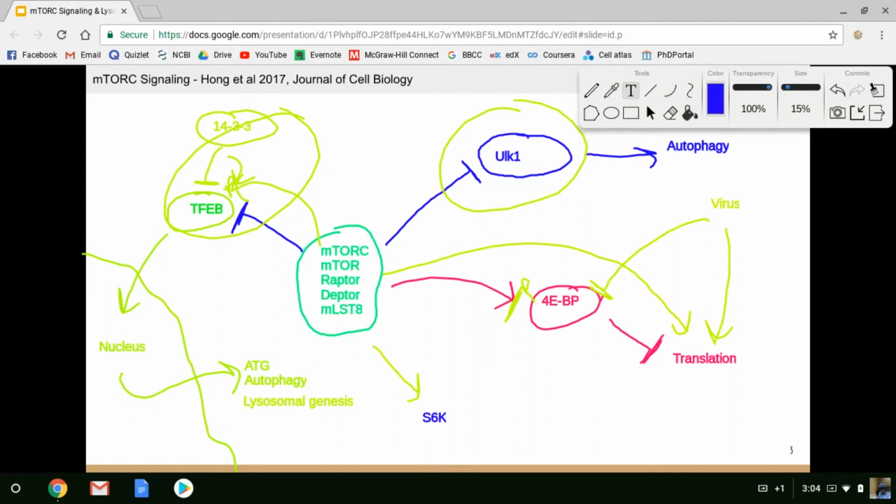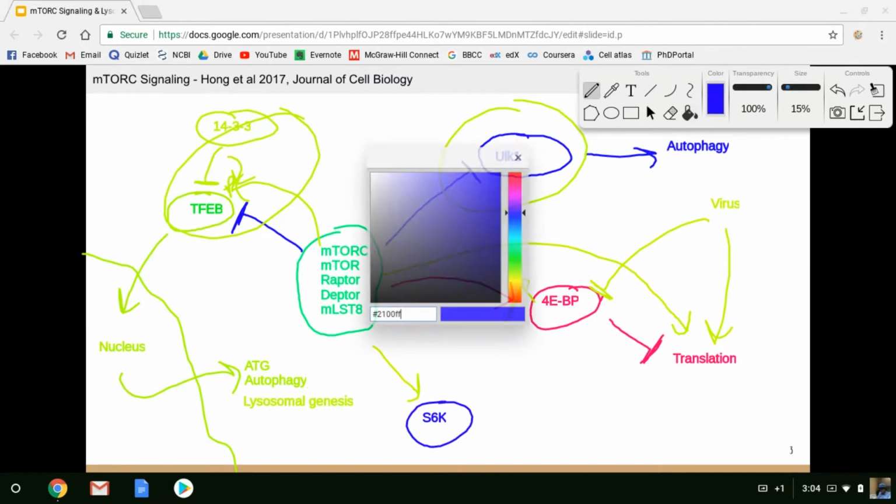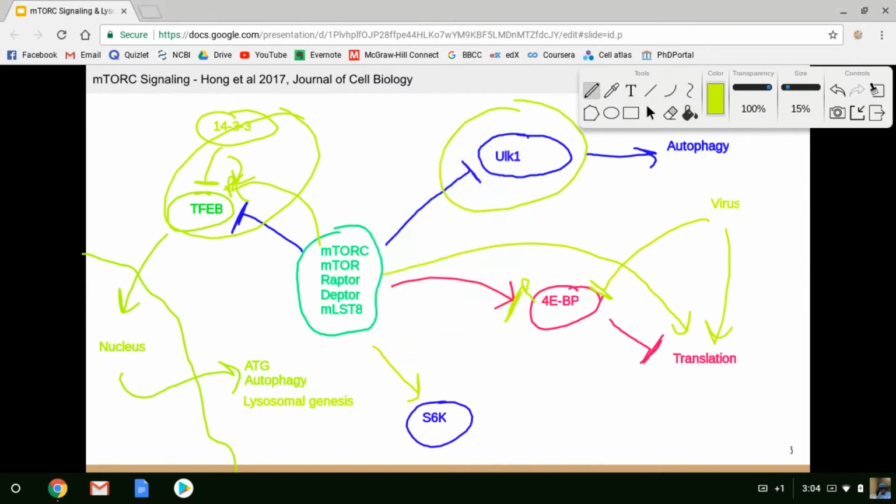S6K. So S6K is another kinase that is pretty much always active whenever mTORC is active. So mTORC activates S6K. S6K is the ribosomal S6 kinase, I think, or something like that. It's a kinase that targets the ribosome and activates it. And it leads to translation.